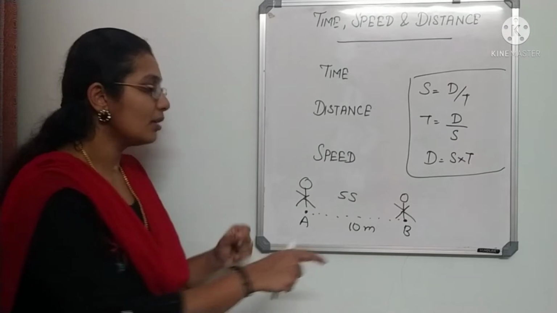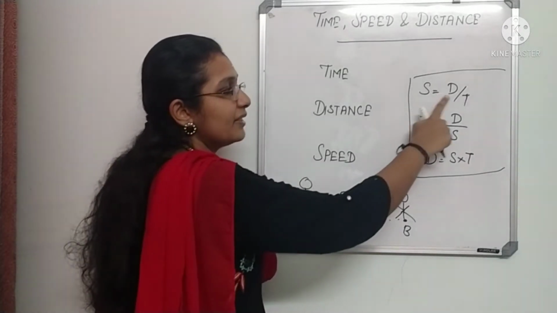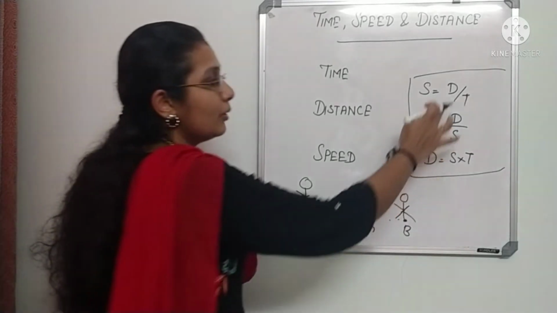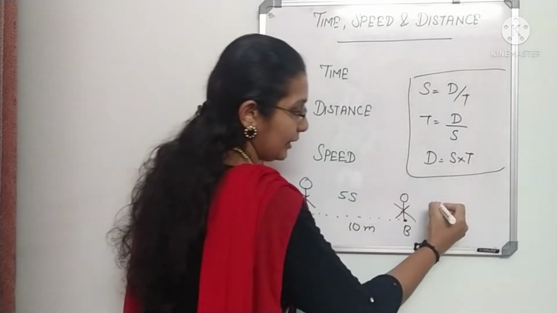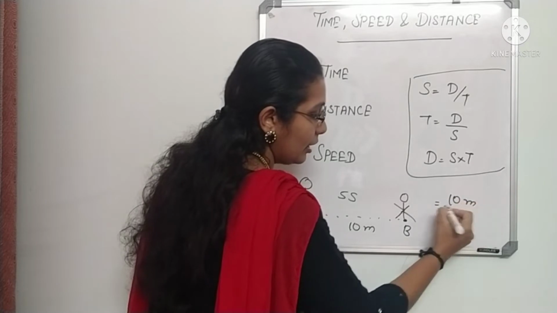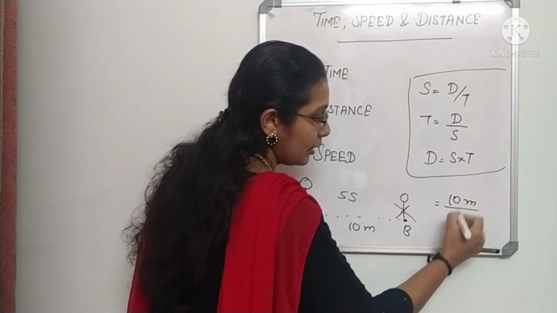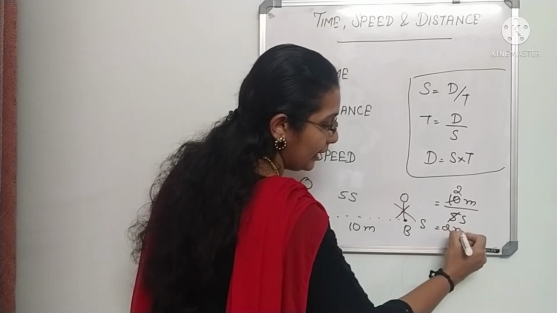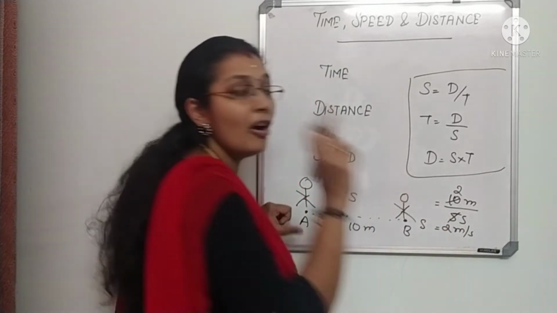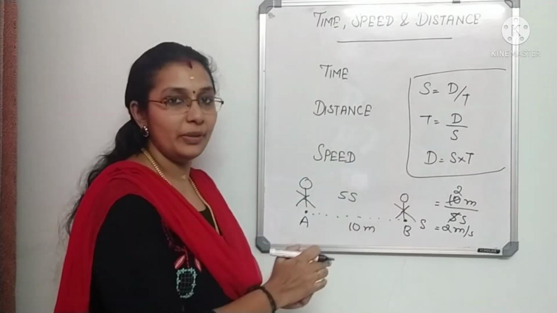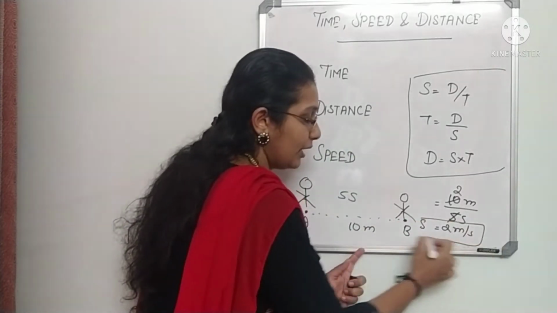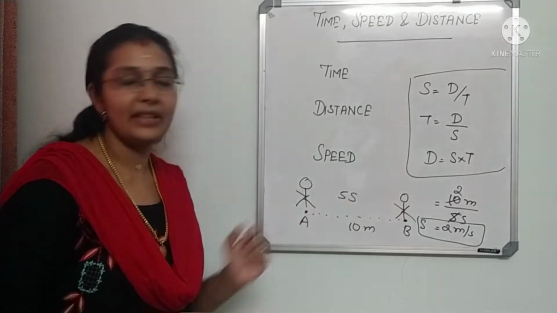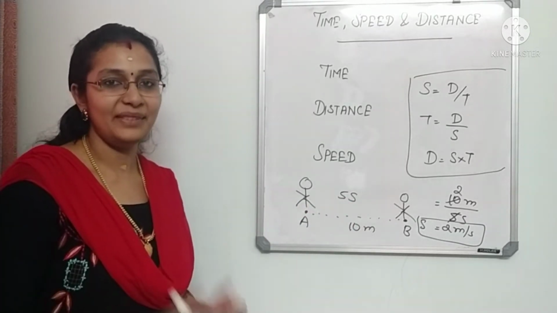Now speed is how much distance he is covering in how much time. The distance here is 10 meters, so 10 meters by 5 seconds. So your speed is 2 meters per second. He is covering 2 meters in 1 second. That's what the speed means. In 1 second he is covering 2 meters, so in 5 seconds he is covering 10 meters. Clear with the concept?